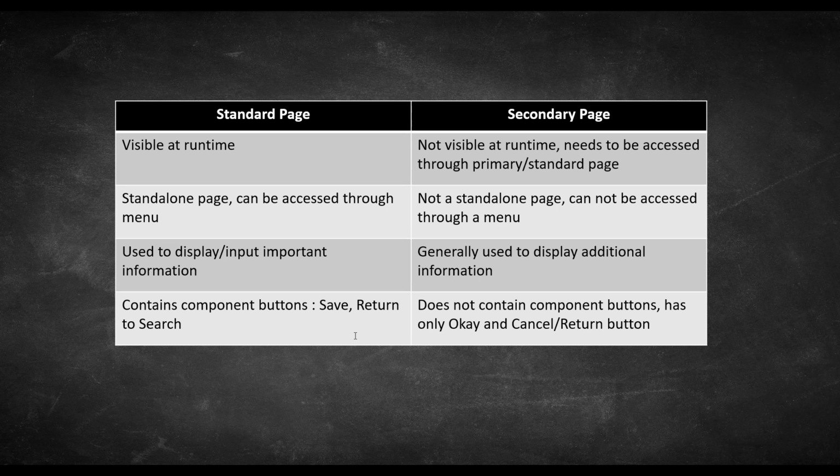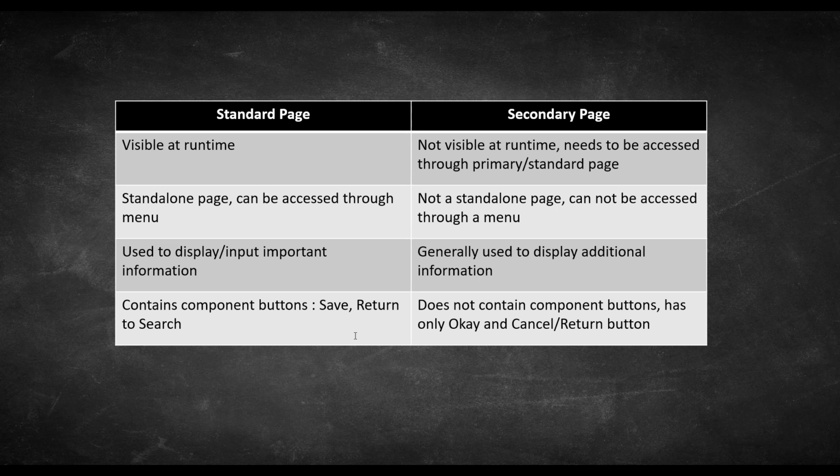Second difference is that standard page is a standalone page and it can be directly accessed from any menu in PeopleSoft system. On the other hand, secondary page is not a standalone page, so it must be accessed through a standard page, and we cannot access a secondary page directly through a menu in PeopleSoft. Third difference is that these pages have different use cases. For example, standard page is used to display or input some information, the important information from the user.